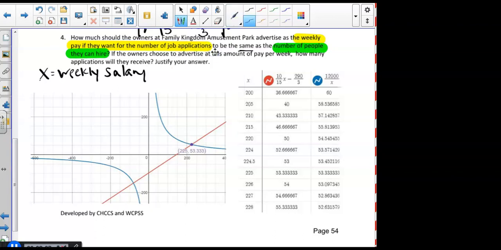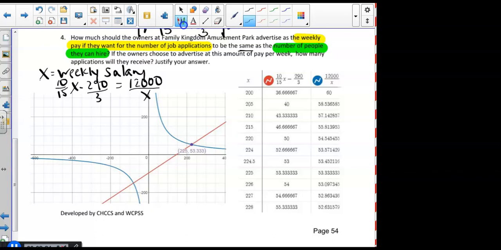So we had two equations. We had an equation y equals 10/15x minus 290 divided by 3. And we want to see where that equation, I'm going to set it equal to the other one because they're both equal to y, is equal to our inverse function. So we have a linear function set equal to an inverse function.